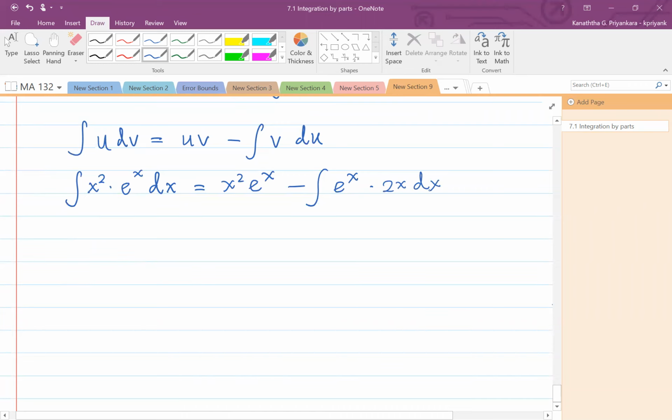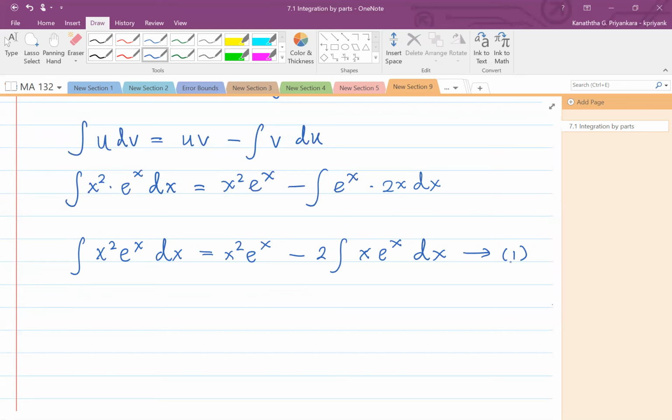Now we can simplify. So on the left hand side we have integral x squared e^x dx equals x squared e to the power x minus, I can bring this 2 outside, so we have integral x e to the power x dx. So I will take this as equation 1. Remember, we have to compute the integral of x e to the power x.